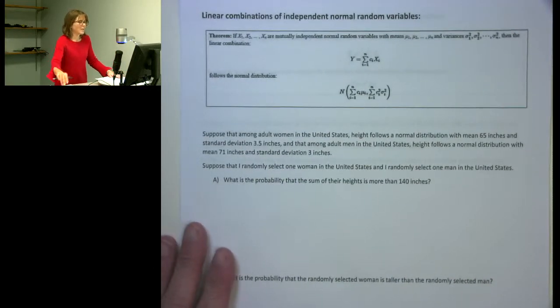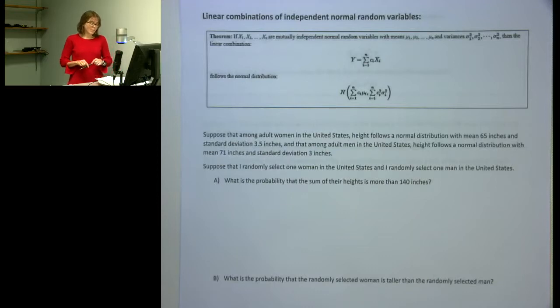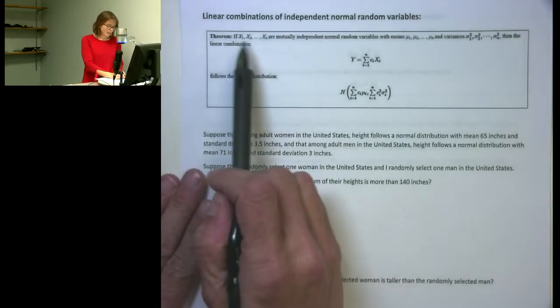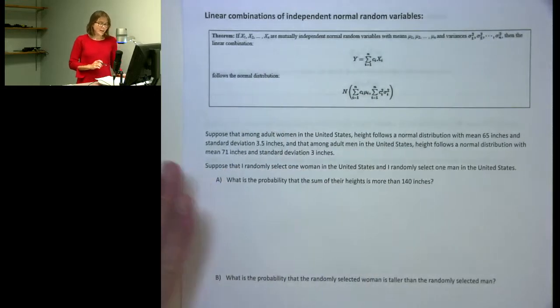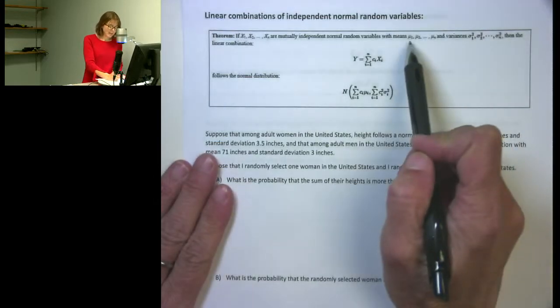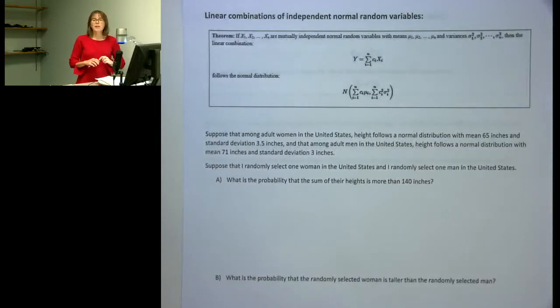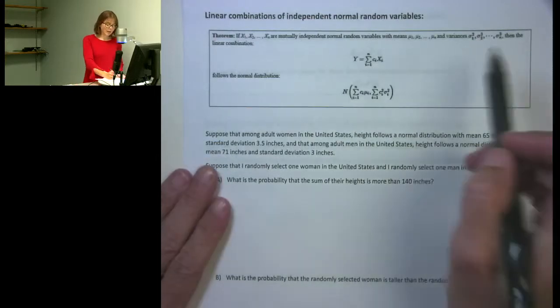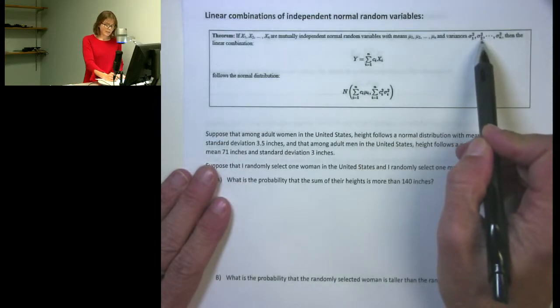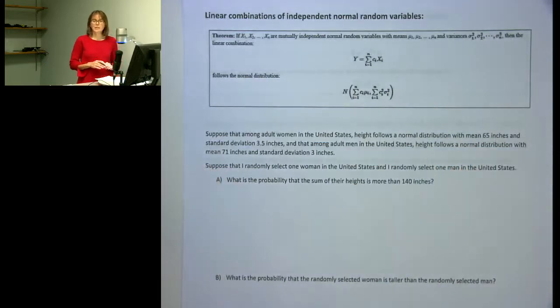Okay, so we'll start with a theorem about linear combinations of independent normal random variables. So if we have x1, x2 up through xn, they are mutually independent normal random variables. They don't have to have the same mean. They have means mu1, mu2, and so on up to mu sub n. And variances sigma squared sub 1, sigma squared sub 2, up to sigma squared sub n. So again, they don't have to have equal variances.